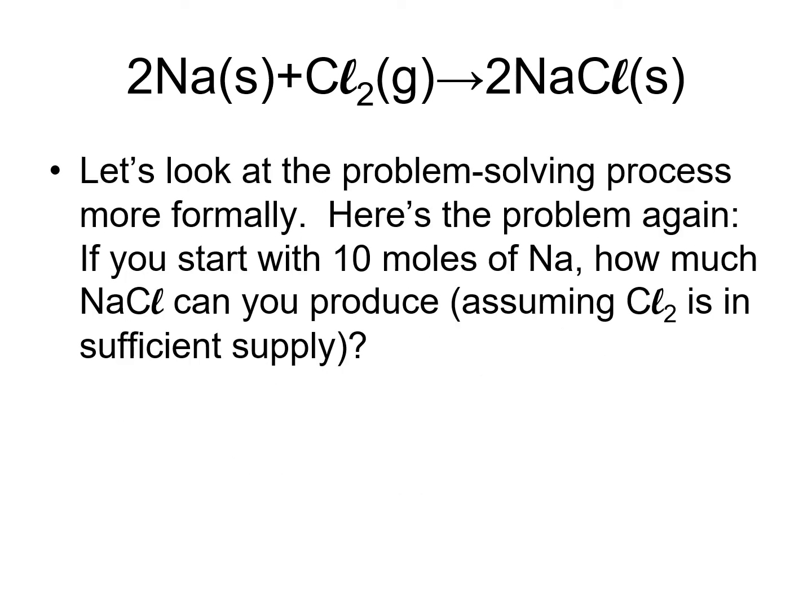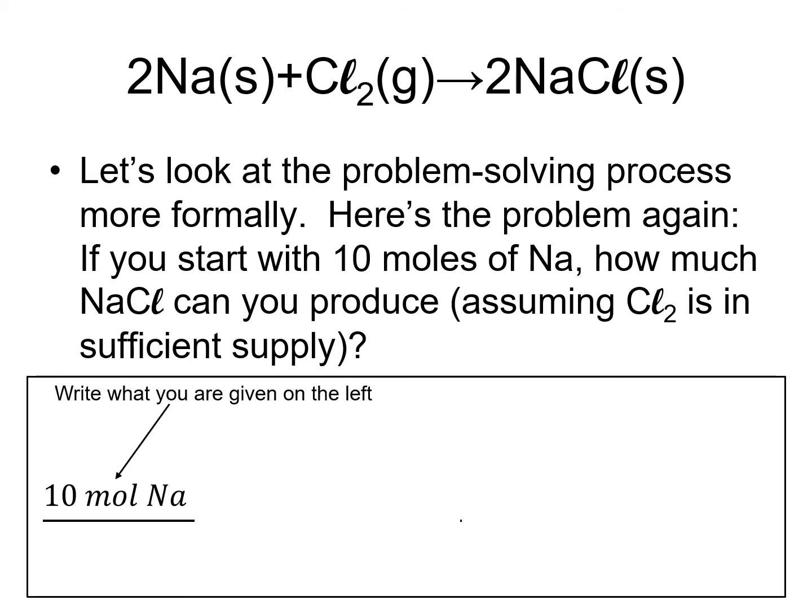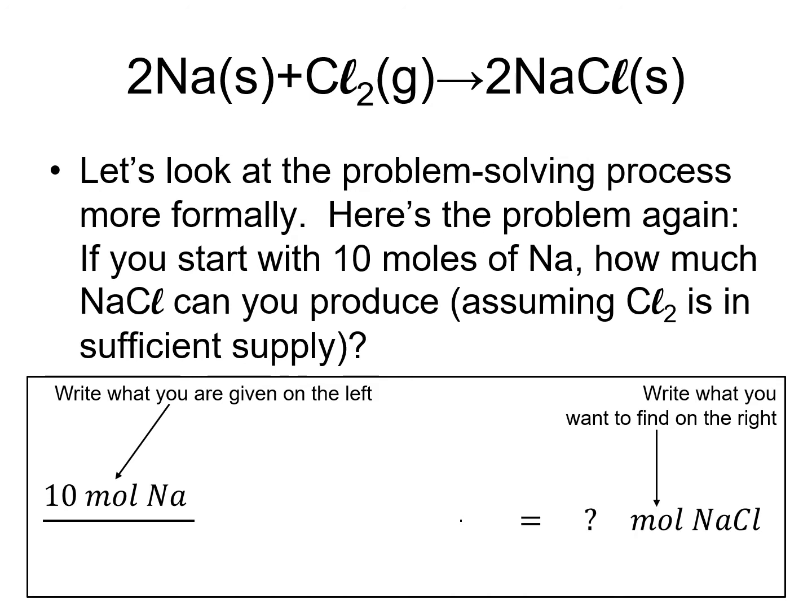So let's look at this problem-solving process a little bit more formally. Here's the problem again. If you start with 10 moles of sodium, how much sodium chloride can you produce, assuming chlorine is in sufficient supply? Let's follow our problem-solving process where we are going to write what we're given way over on the left side of our page. So we'll say 10 moles of sodium. We'll write what we want to find way over on the right side. We want to find moles of sodium chloride.